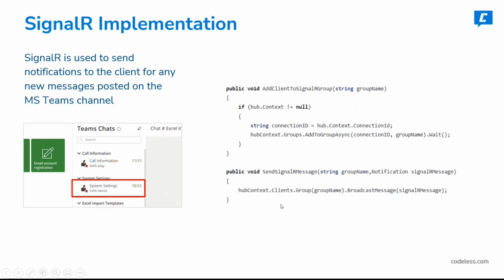Quickly on the signaler implementation, you can see on the GIF that there is a notification that is popping up. So this is possible using signaler. This is a standard signaler implementation where I'm adding any client that's coming in with a connection ID to a signaler group. And once a new message gets posted on Microsoft Teams, graph change subscription pushes to .NET Core, which sends a broadcast message using hub context. So this notifies all the clients who are connected to the signaler endpoint that there is a new message posted.